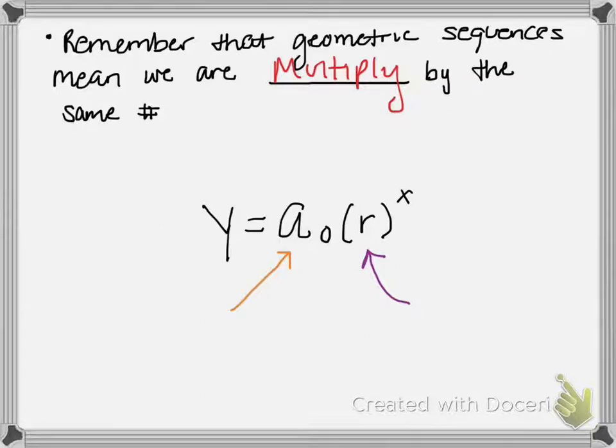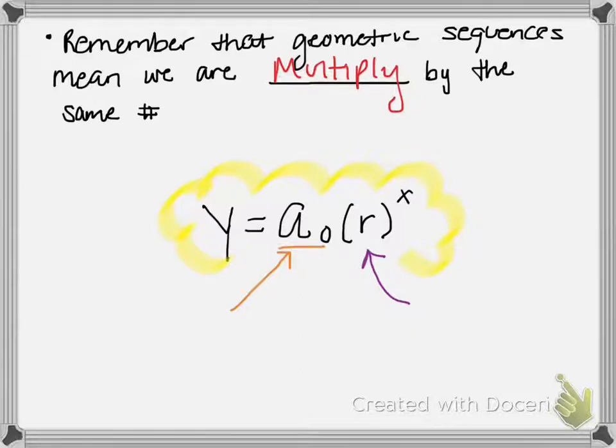We know that arithmetic sequence equations look like y equals mx plus b. Well, geometric sequence equations look like this: a sub 0 times r to the power of x. So there are two different parts, just like there were with arithmetic sequences. There's the a sub 0 part, and then there's the r.